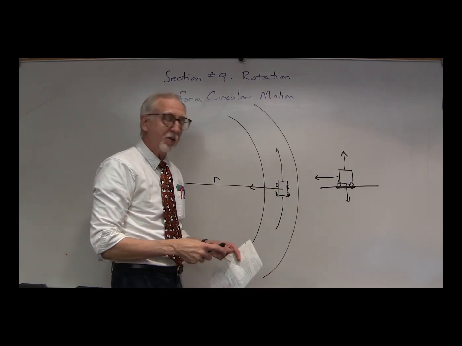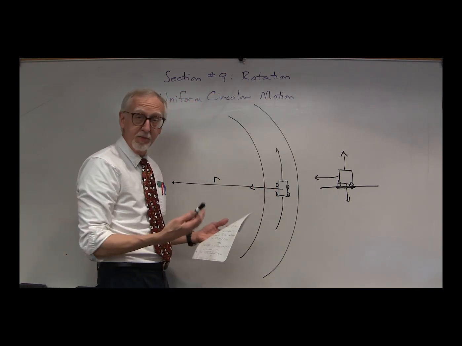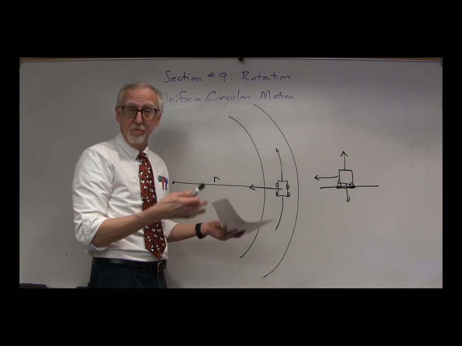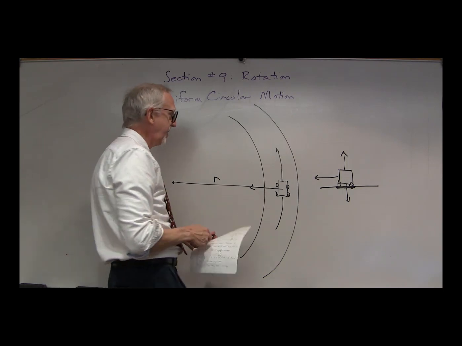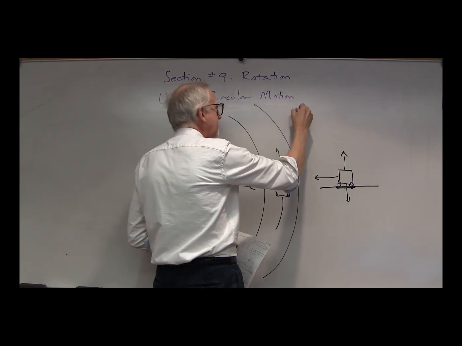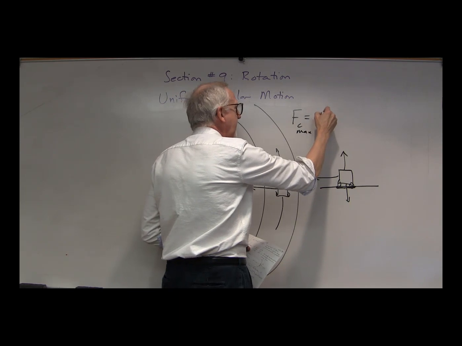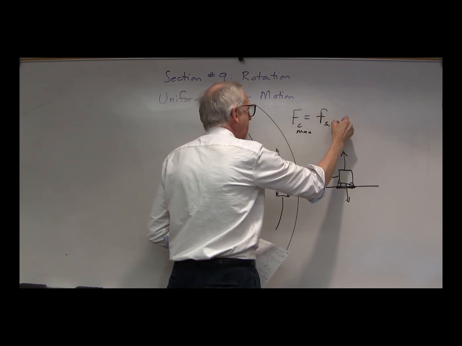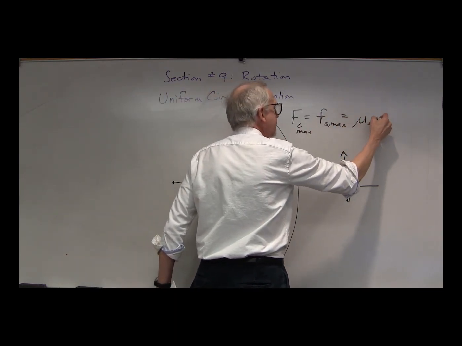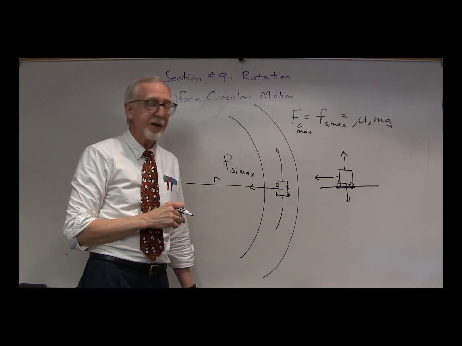So static friction is causing the centripetal force keeping it on the road. Well, let's take a look at that. What's the maximum centripetal force that could act on the car? What's the maximum frictional force? What's the maximum static frictional force? It's Fs max. So the maximum centripetal force that could act on the car would be Fs max. And what is Fs max? It is mu_s mg. That's the maximum centripetal force that we could have.